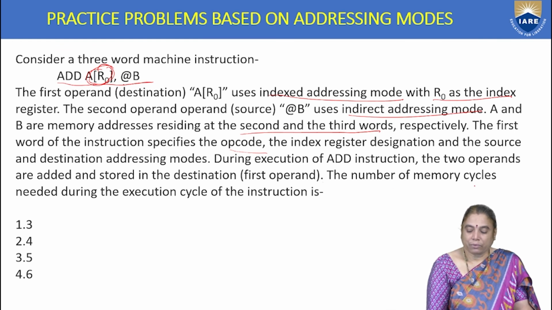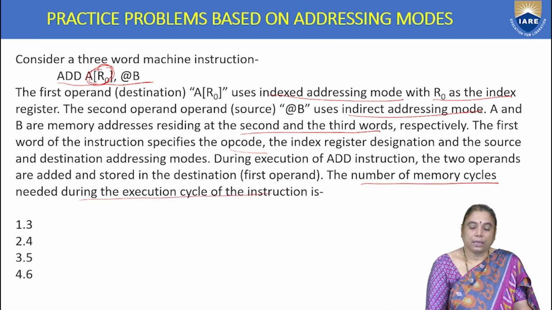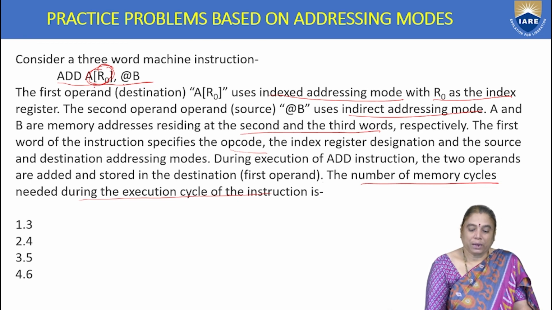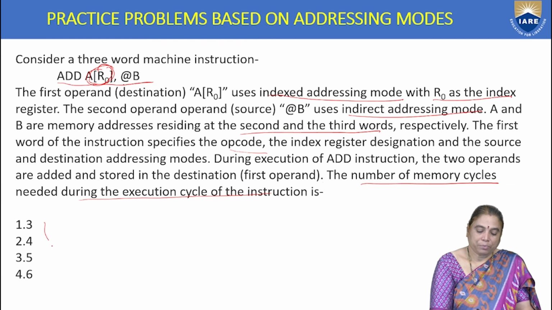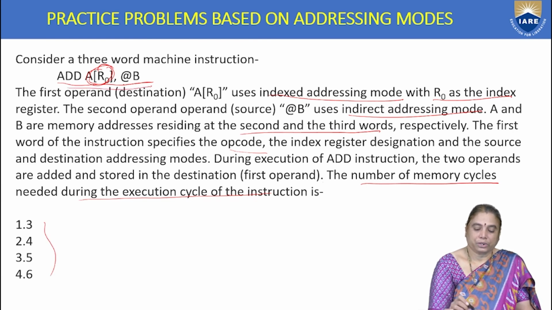What is the number of cycles needed during execution of this instruction? To execute this instruction, how many cycles are required? The options given are 3, 4, 5, 6. So this is the instruction. The first one is indexed addressing mode, and the second one is indirect addressing mode.